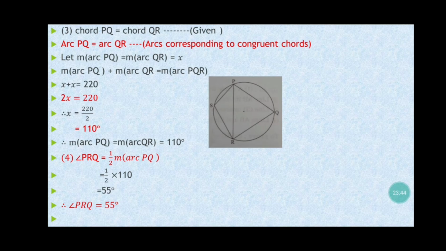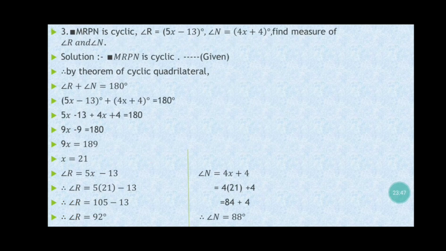We have completed two problems over here. We are going to start with the third problem. Very interesting problem. So here quadrilateral MRPN is cyclic, where angle R is given to us in terms of an equation, that is 5x minus 13, and angle N is given to us as 4x plus 4. Find the measure of angle R and N.